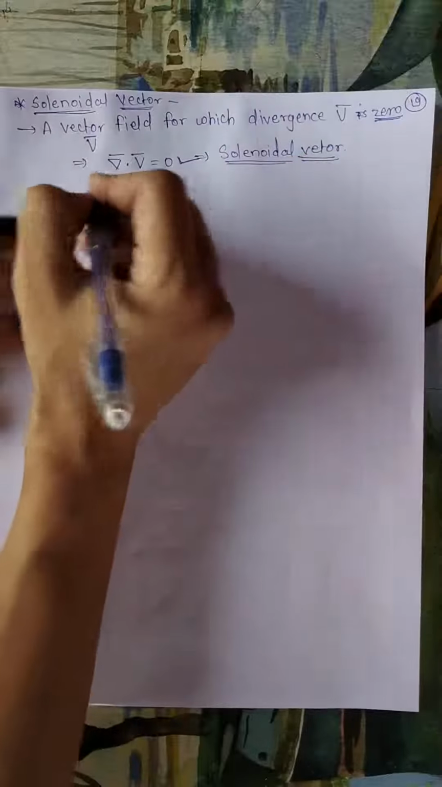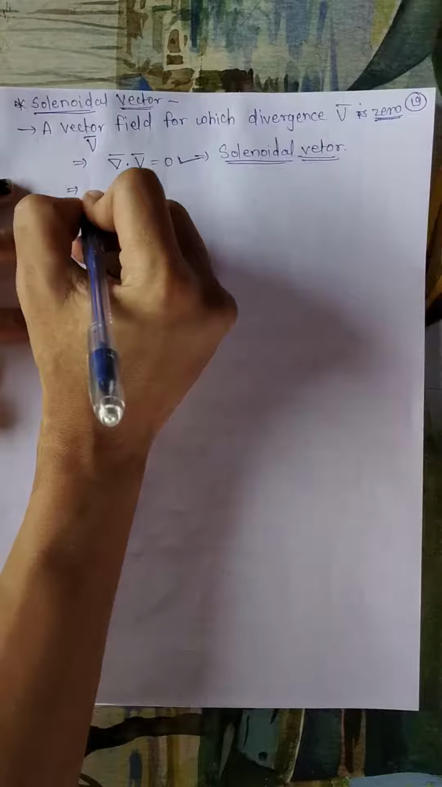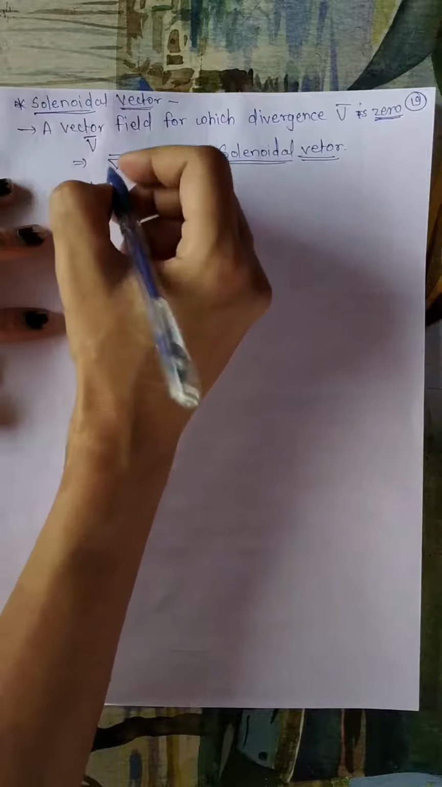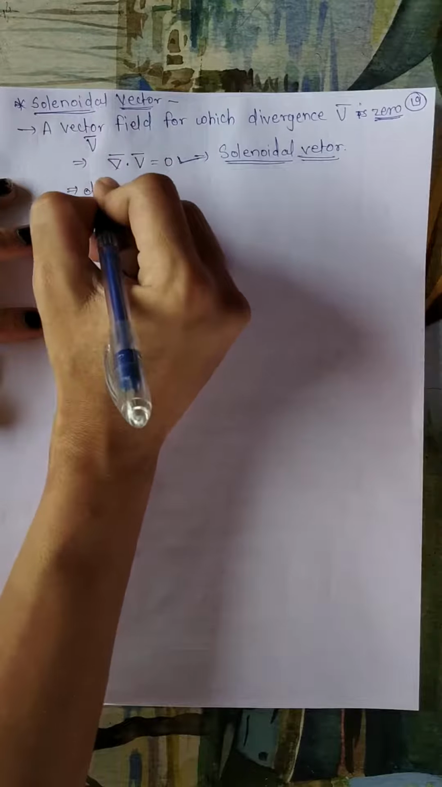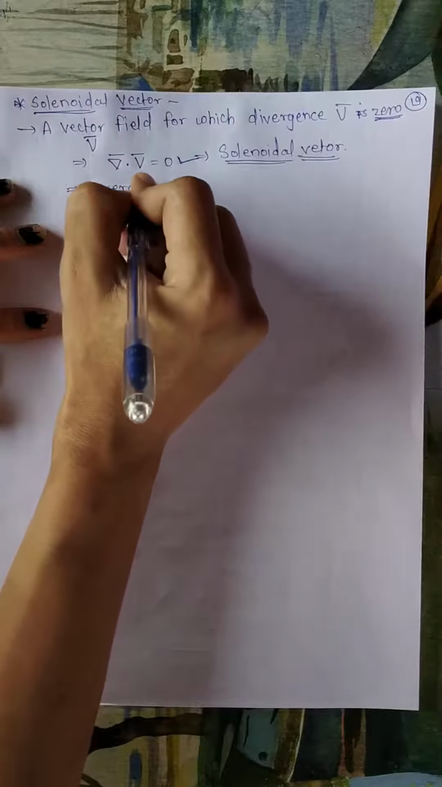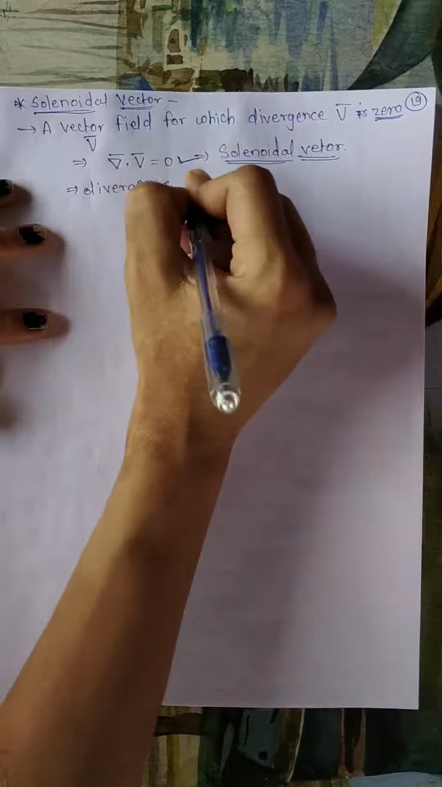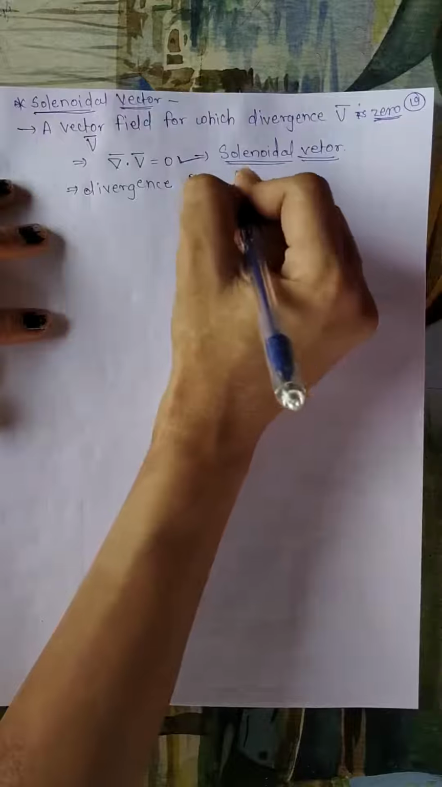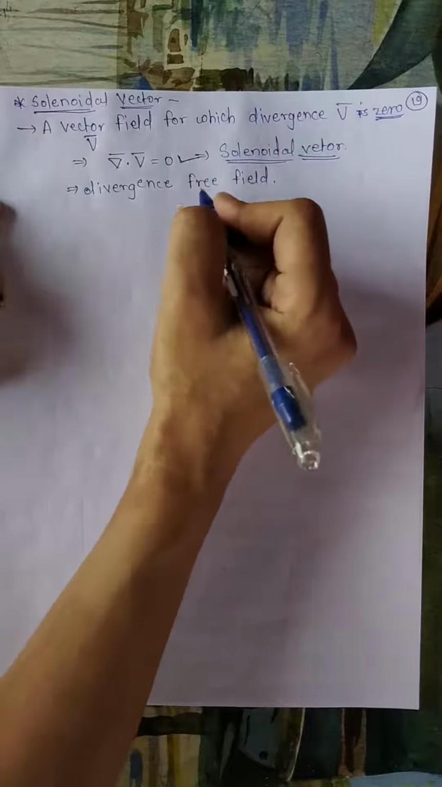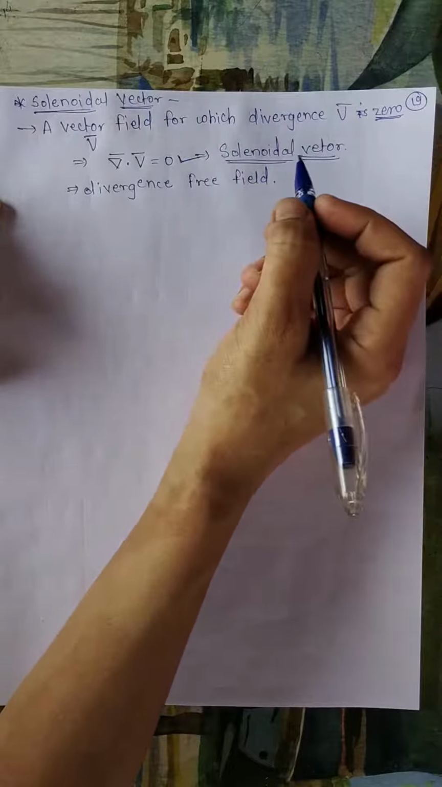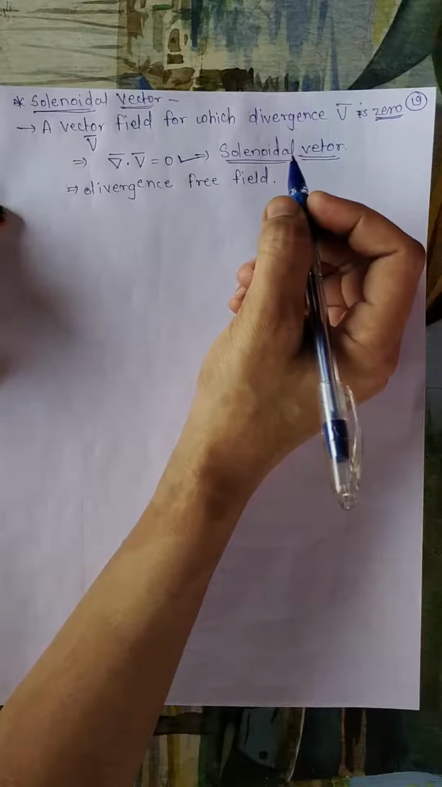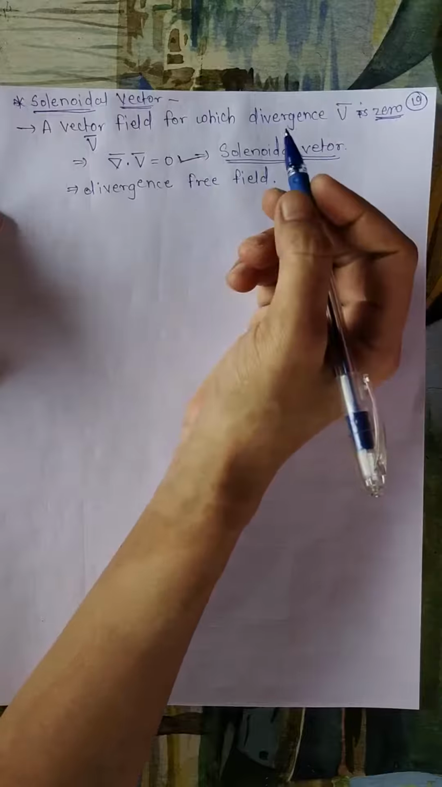Whenever your vector is a solenoidal vector, such fields or vectors are known as a divergence free vector or divergence free field. So this is the concept of a solenoidal vector or solenoidal field, that is also called a divergence free field. Examples of these fields are the field of velocity of an incompressible liquid. We have just discussed it.